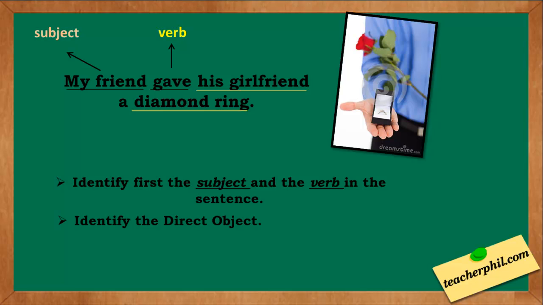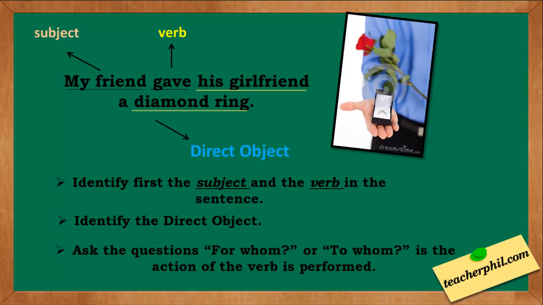So what could be the direct object? Well, if you can still remember, with direct objects we can ask questions like what or whom. So, what did my friend give? Answer: the diamond ring. Therefore, it is the direct object.